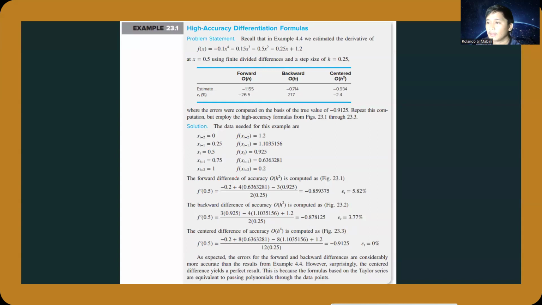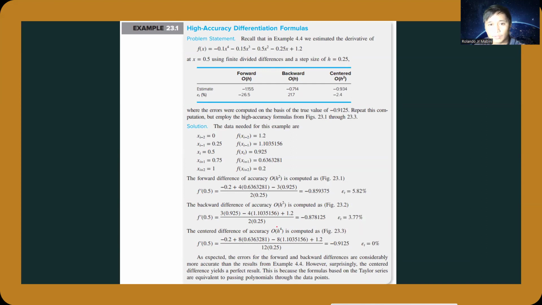I won't be discussing this in detail because this is covered by my classmates' topic, I think Engineer Daos and Engineer Derecho. I just want to show this because it is related to the problem assigned in my topic under Richardson extrapolation.